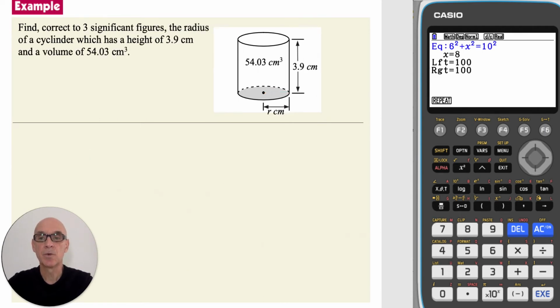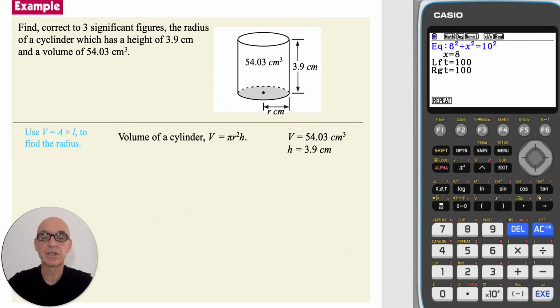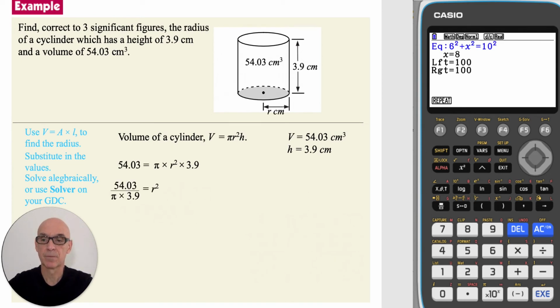In this question, we're asked to find the radius of the cylinder shown, given that it has a volume of 54.03 centimeters cubed. If we start by stating the formula for the volume of a cylinder and substitute in the values of V and H that are given, we can either solve this equation algebraically, given the value shown, or we can solve the equation on the calculator.